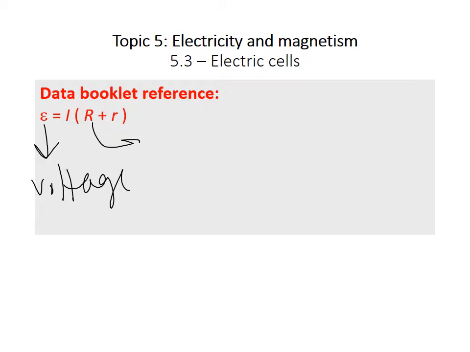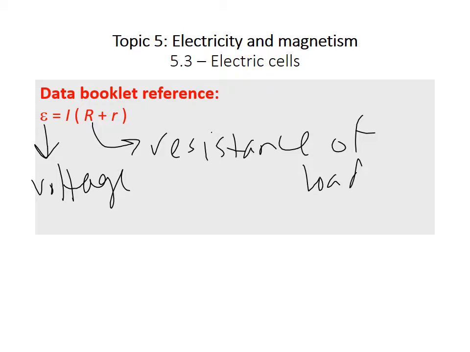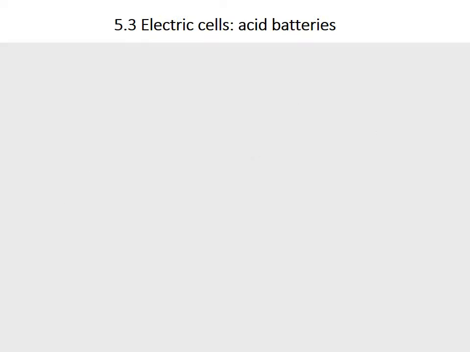Big R is the resistance of a load, like an external resistor or a diode, and little r is the internal resistance of the battery itself. So we will be calculating internal resistance for various cells.